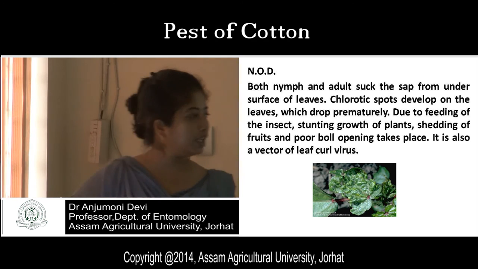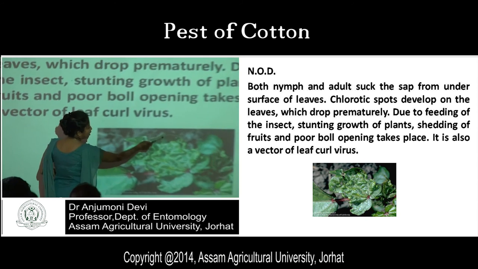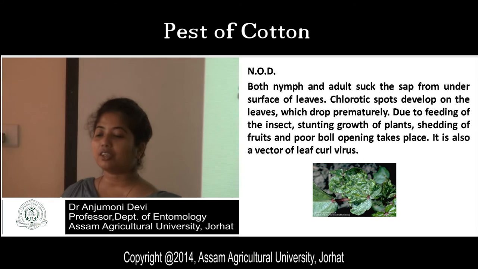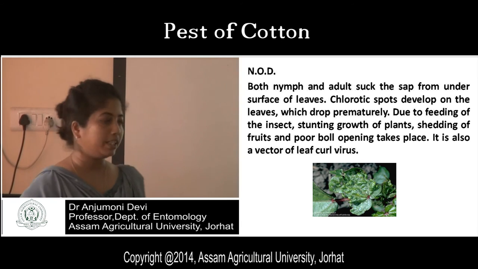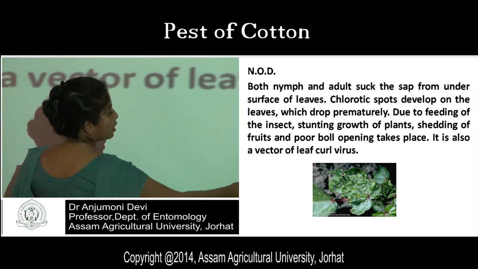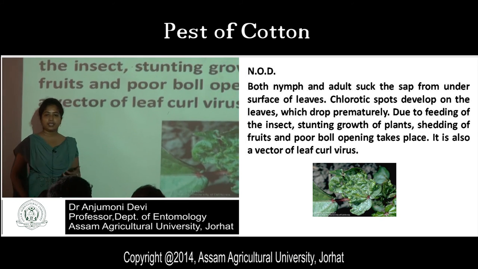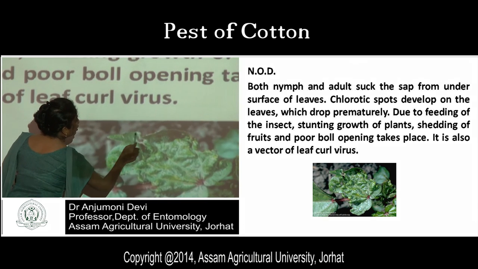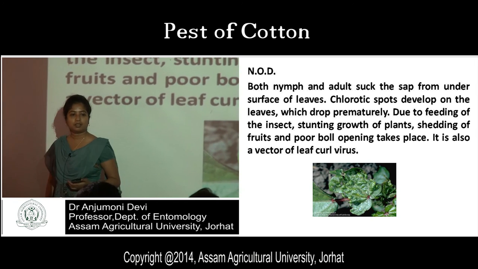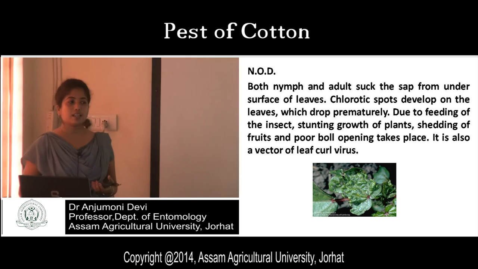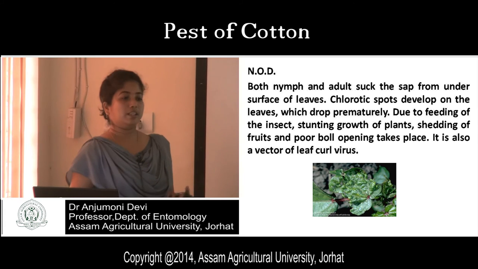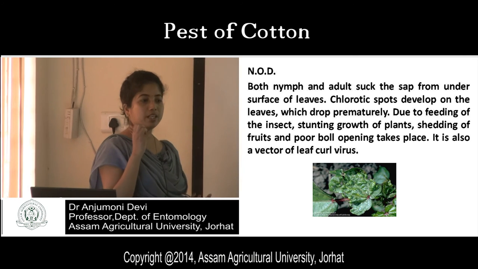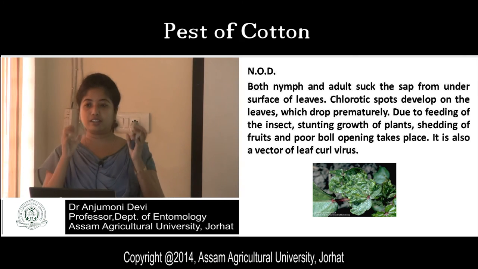See the curling of the leaf. This one is the upward curling. In case of jassid infestation, curling is downward. But in case of white fly, it is upward curling. And in case of jassids, the marginal portion of the leaf is curling downward. This curling occurs because the pest sucks the juices from the venal portion, so there is constriction of veins and the leaf curls this way.